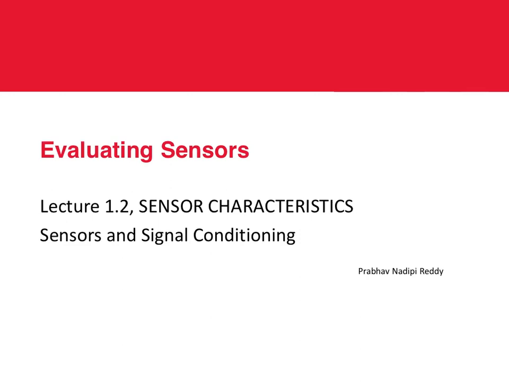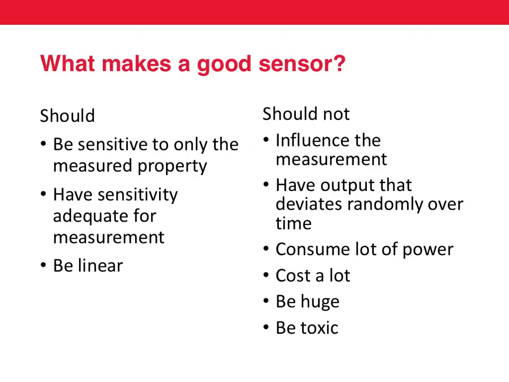So let's say we have sensors. How do we evaluate whether a sensor is good or not? Can we think of some characteristics that we want in the sensors that we use and some characteristics that we do not want in the sensors that we use? The first thing that we would want in a good sensor is that the sensor should be sensitive to only the measured property. I think it would be easy to think of this if I take an example.